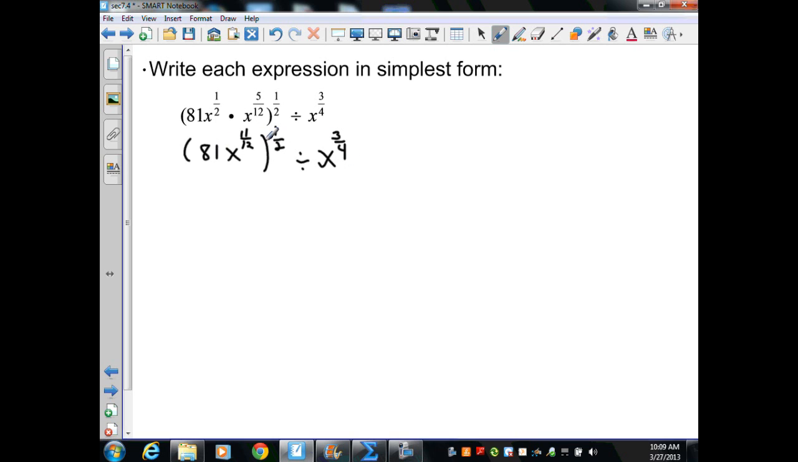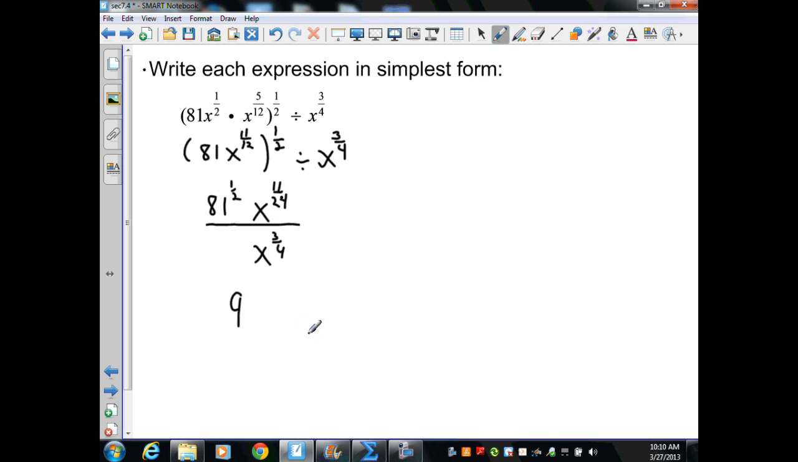Now I choose to do the power to the power, which I need to do. That's going to give me 81 to the 1/2 power. 1 times 1/2 gives me the 1/2. And x to the 11/24 power. 1/2 times 11/12 is 11/24. And then I can put my x to the 3/4 on the denominator of that expression. This symbol and this symbol represent the same operation, which is division. I know that 81 to the 1/2 is the square root of 81, which is 9.